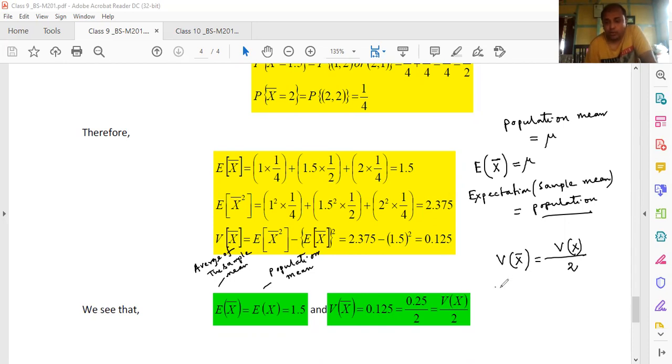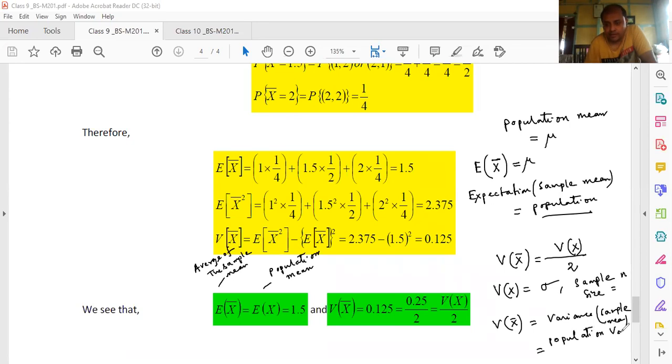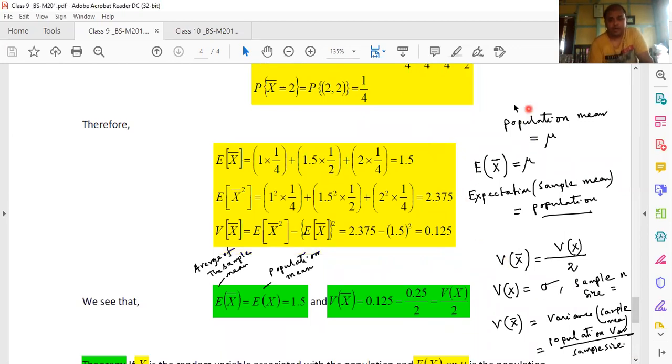Look at this. So if variance of X is equal to sigma squared, and the sample size is n, then variance of X bar, the variance of the sample mean, is equal to the population variance divided by the sample size. These two results are very important, and we can assimilate these two results in a theorem, which is very important. And we are going to read this theorem from below.